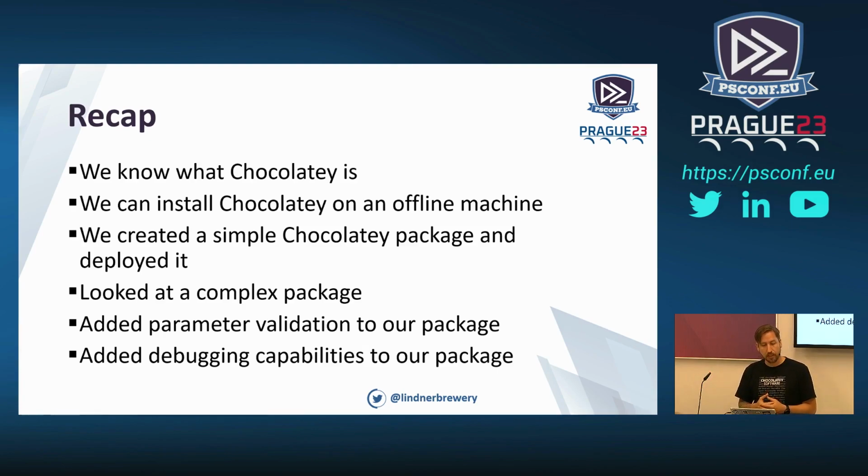So let's recap what we did. We know what Chocolatey is. We know that it's a package manager for Windows. We installed Chocolatey on an offline machine, so we know how to get it to run. We created a simple package. I hope I showed you how easy it is to create your own packages for your own deployments. We looked at the options of complex deployments. So if you can imagine that you can deploy it, then you can deploy it. It does not matter. And we added parameter validation to our package, and we added the capabilities to debug our scripts on the target machine.